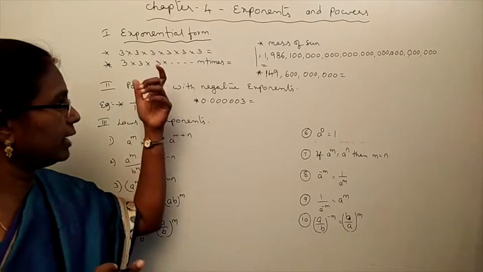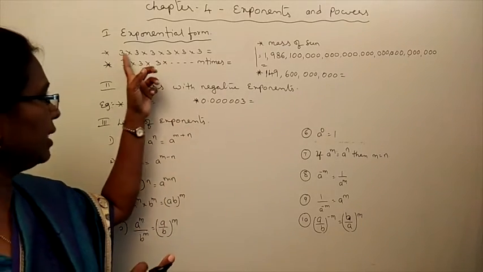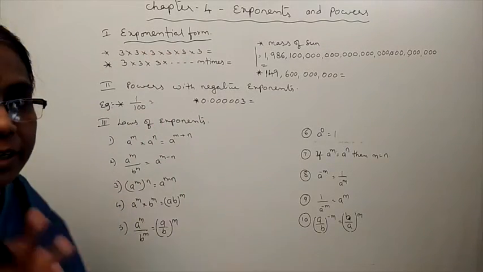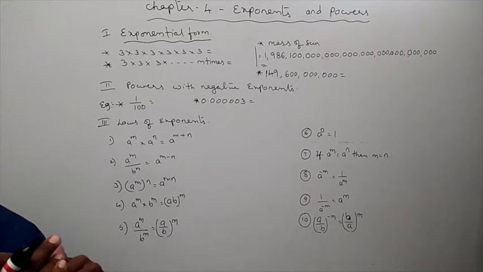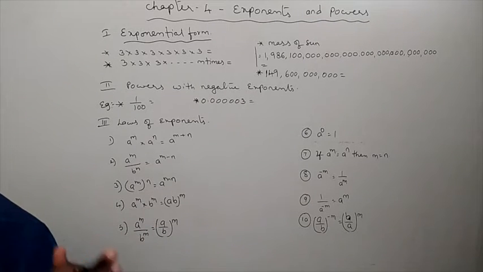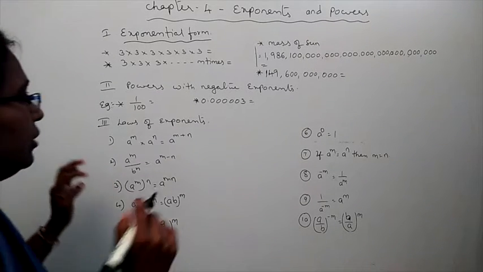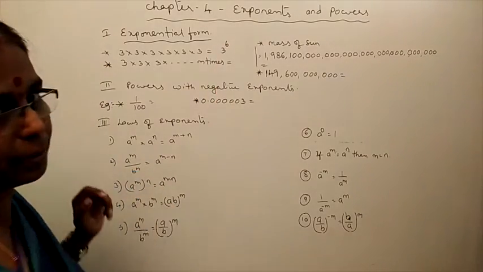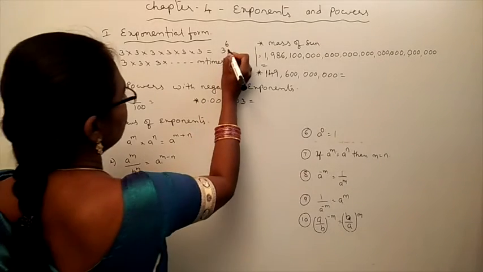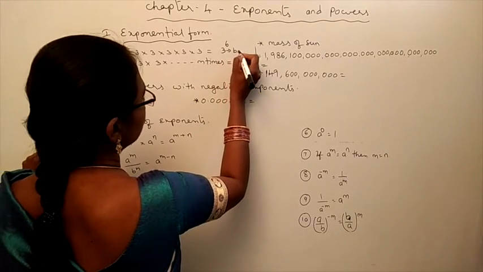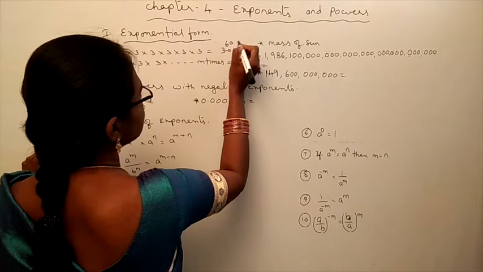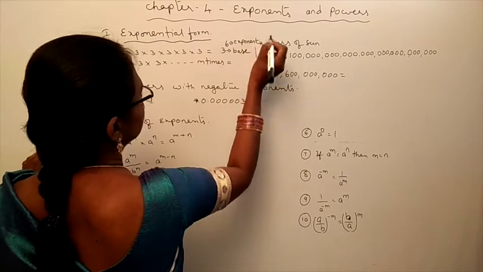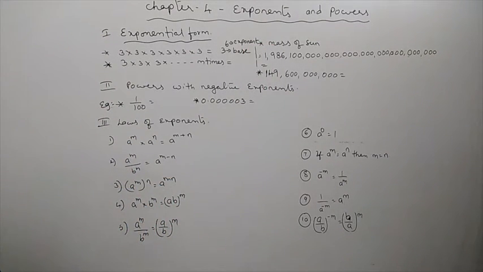Take one number: 3 into 3 into 3 into 3 into 3 into 3. Here one number only is multiplied 6 times. The same number is multiplied 6 times, so we can write 3 to the power of 6. How do we read 3 to the power of 6? Here 3 we call the base, and 6 we call the exponent, or power, or index also we can call.